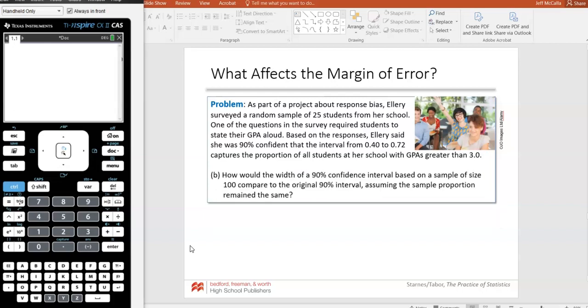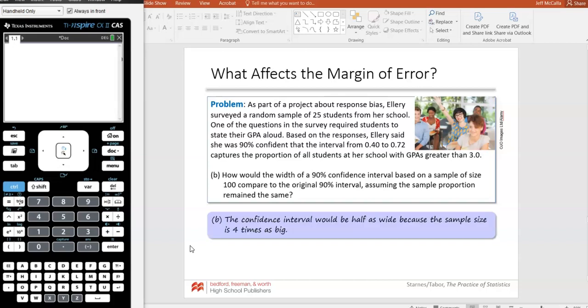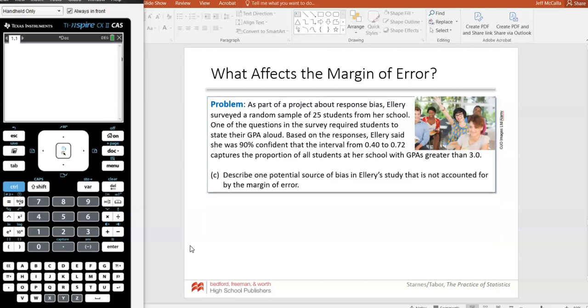Second question, how would the width of the 90% confidence interval based on the sample size of 100 compare to a 90% interval assuming the sample proportion remained the same? I think they took a sample of 25. So if they actually changed it to 100, so they made a much bigger sample size, what should happen to this? It would be about half as wide. It's 4 times as big, and so 1 over square root of 4 is 1/2. So it's about half as wide because we took a much better sample size. So the margin of error is going to get smaller.